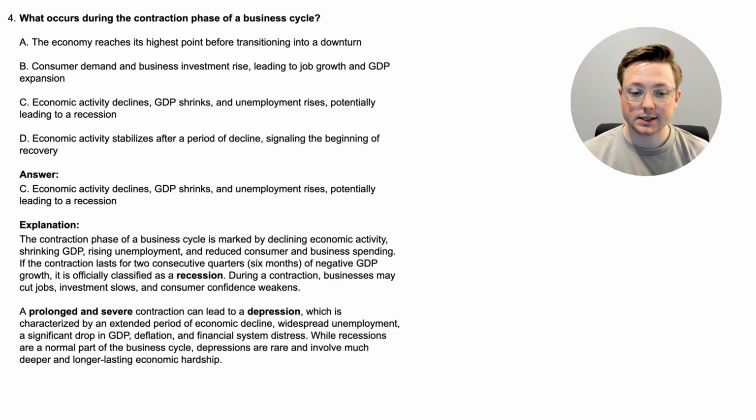During a contraction, businesses may cut jobs, investment slows, and consumer confidence weakens. Things are just continually going down. A prolonged and severe contraction can lead to a depression, which is characterized by an extended period of economic decline, widespread unemployment, a significant drop in GDP, deflation, and financial system distress. While recessions are a normal part of the business cycle, you may think that they're not super normal, but they actually happen all the time. Depressions are rare and involve much deeper and longer lasting economic hardship.